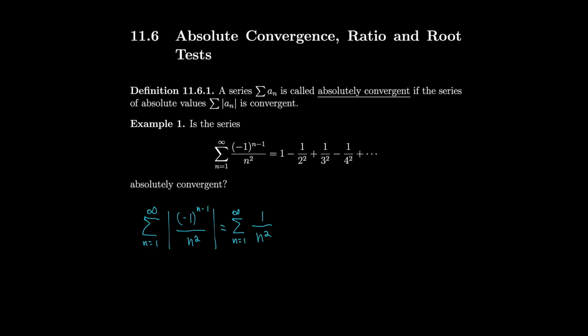So we just get the sum of 1 over n squared. It's just 1 plus 1 over 2 squared plus 1 over 3 squared plus 1 over 4 squared. All of the minuses become plus. So that's a p series, and p is equal to 2 because the exponent is 2, and 2 is bigger than 1, so this p series must converge. So that means that our series with the minus 1 to the n minus 1 in it is absolutely convergent.